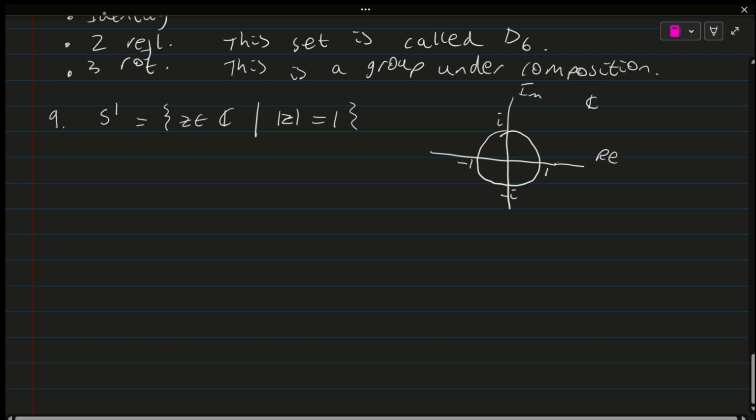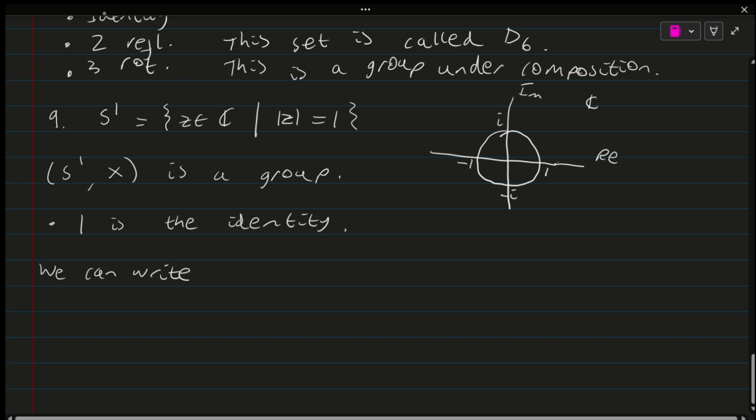And in fact, S1 under multiplication is a group. Let's just have a look at that. So 1 is the identity. Now we can write any element of S1 as e to the i theta for some theta in 0 up to 2 pi.